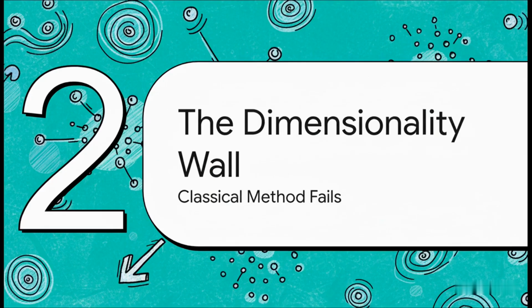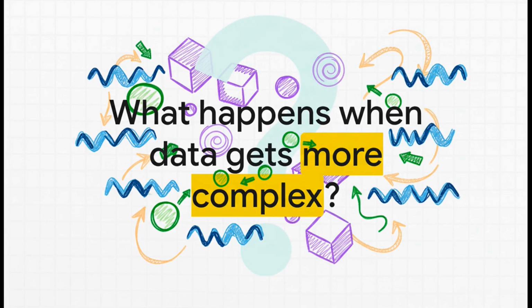Exactly. That inefficiency you were just talking about isn't just some small annoyance. For the kinds of problems we're facing today, it becomes a complete roadblock. Yeah, because modern data isn't a simple assembly line. It has thousands or even millions of dimensions. Think about AI models or complex molecular simulations.